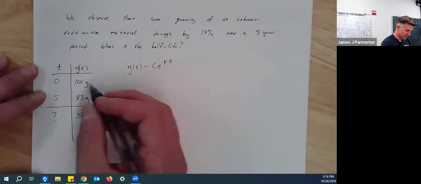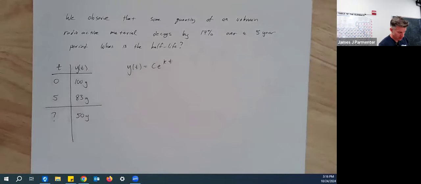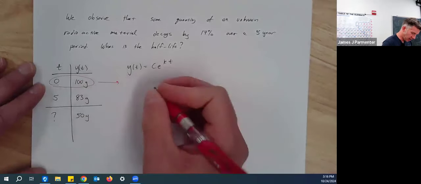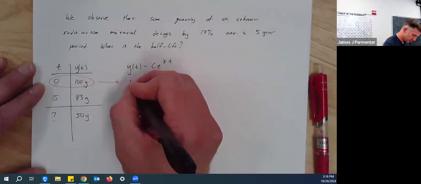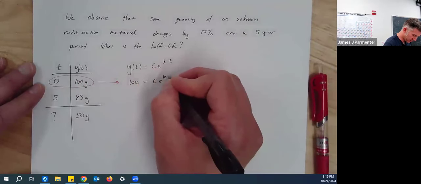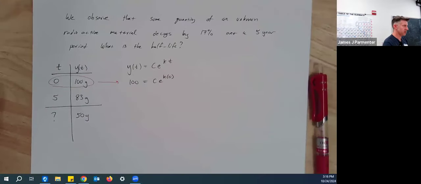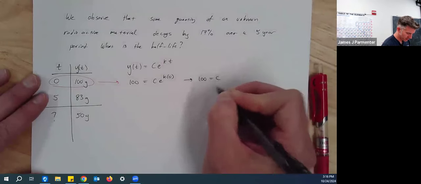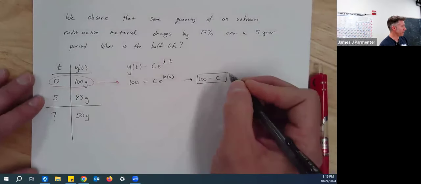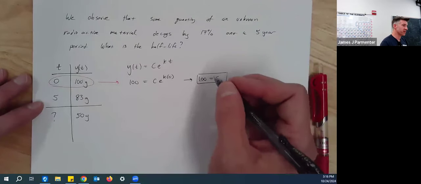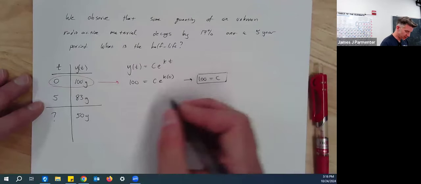So first things first. I always feel like you can skip this first step, but you're going to plug in this first data point. So you're going to get 100 for y and 0 for t. k times 0 is 0, e to the 0 is 1, C times 1 is C. So you end up just getting 100 equals C. And that's always going to be the case. If you know how much stuff there is at time equals 0, that is always going to be your C value. So then you rewrite your model.